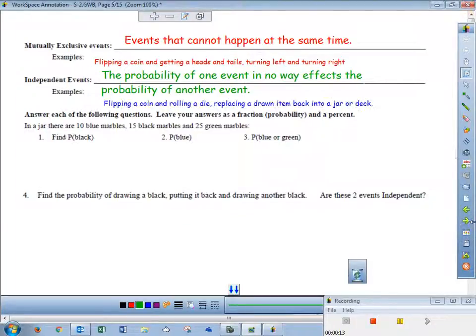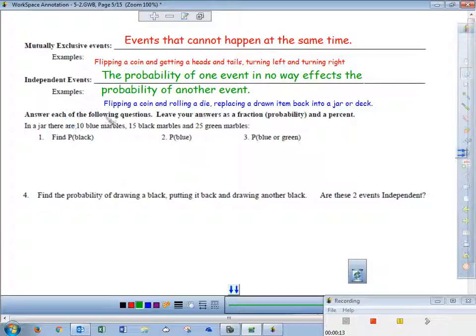For example, if you flip a coin and roll a die, flipping the coin had nothing to do with rolling the die, and vice versa. Or if you replace a drawn item back into a jar or deck, as you'll see in some of our problems that are coming up here. Like if you were to pull marbles out of a jar, and once you pull it out, put the marble back in, then those are independent events.